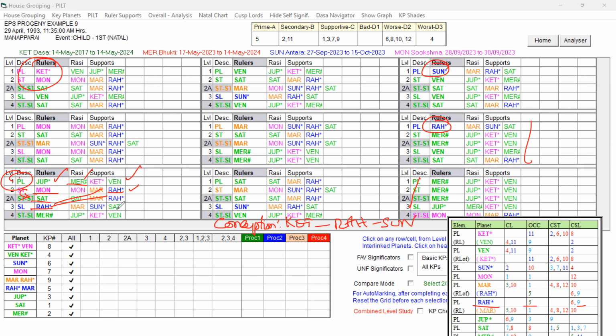And Rahu also has Saturn in its support, and importantly, Mercury is playing a role at the sub-level, the star lord of the sub-lord. That Mercury is there at the source also, forming the ruler link.